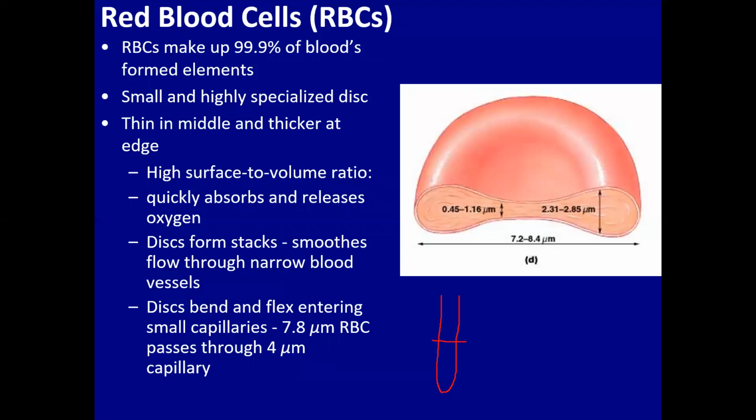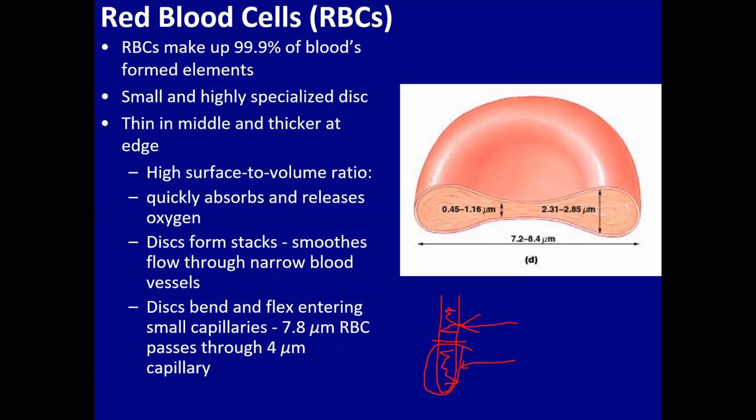If I draw a line right here, and you have a substance here, and you have a substance here, it's been spun. This up here is plasma. This down here are your formed elements. Red blood cells make up 99.9% of your blood's formed elements. So you look at this and you think to yourself, this is all red blood cells. Mostly. It is mostly.